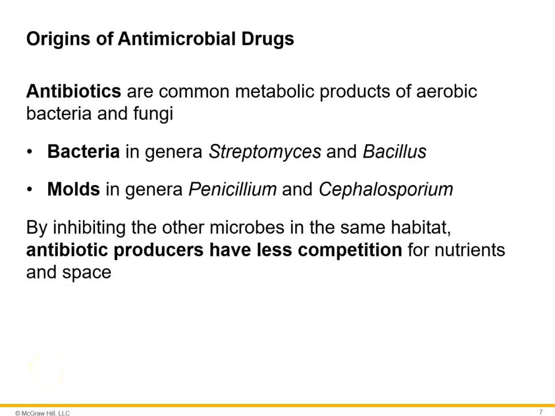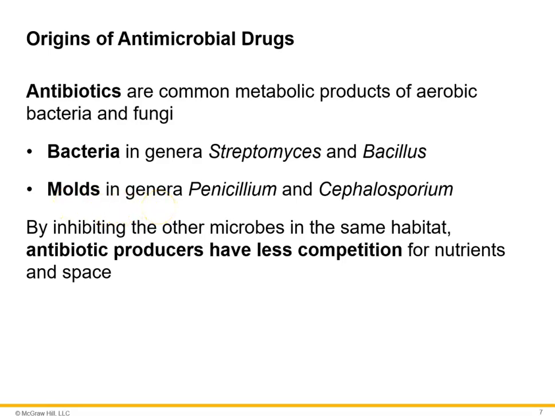So where do antibiotics come from? Well, we said one thing is that they are produced naturally, all right? So they're actually common metabolic products of different bacteria and fungi. For example, bacteria in the genera Streptomyces and Bacillus, and molds in the genera Penicillium and Cephalosporium. These are common microorganisms that we use to extract antibiotics from.